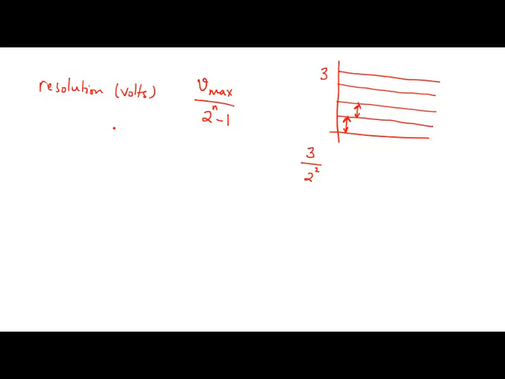Let's say you're using a PIC device that has a 3.3 volt VDD, and it uses a 10-bit analog to digital conversion. So 3.3 divided by 1023 is approximately 3.22 millivolts, right? So if you have any signals that have differences of 1 millivolt, you're not going to detect that.